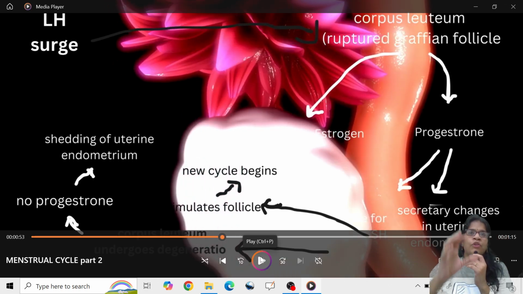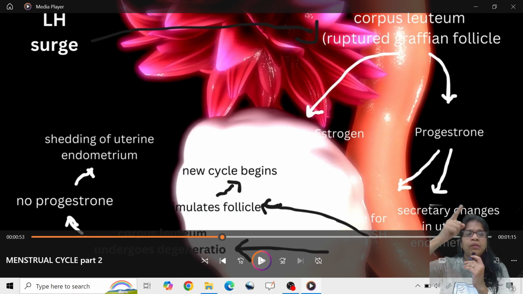So when the corpus luteum starts degenerating, will there be any progesterone? Because the corpus luteum itself is producing progesterone. When it is degenerating, the progesterone gets reduced in the blood. When the progesterone is reduced, what happens? Automatically the shedding will start, right? The progesterone that is being released would immediately go for the secretory phase of your uterine events.